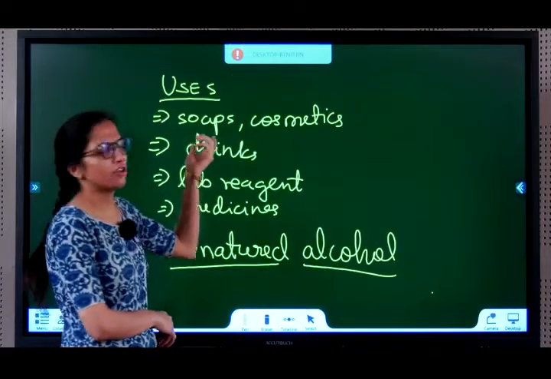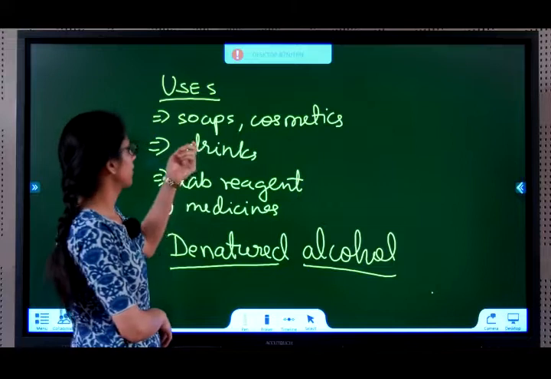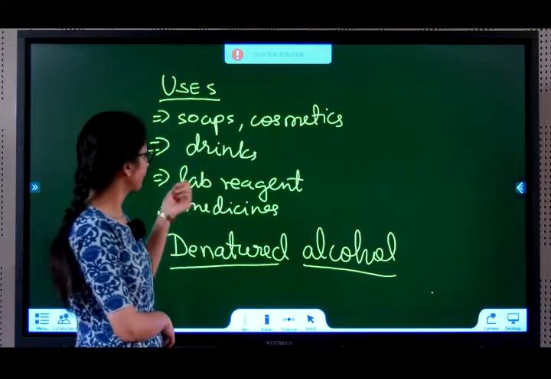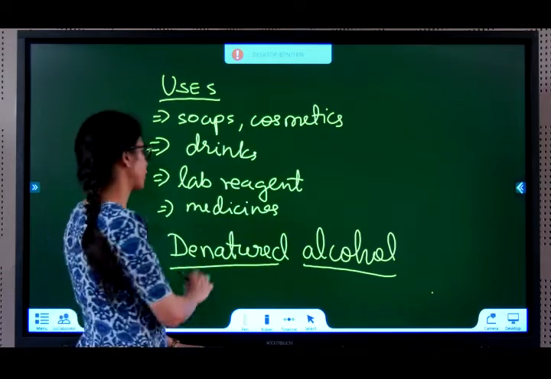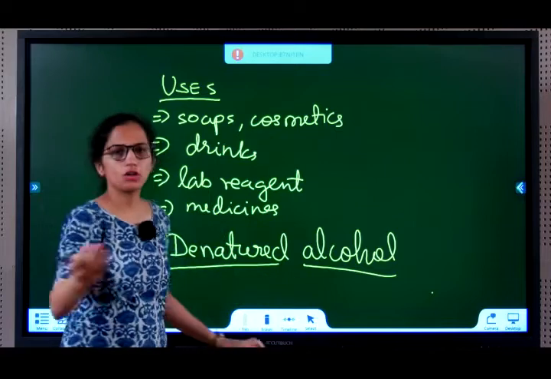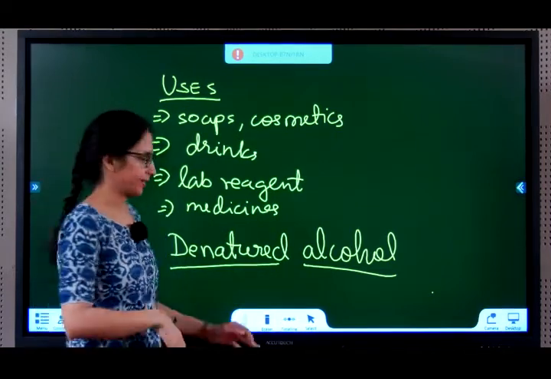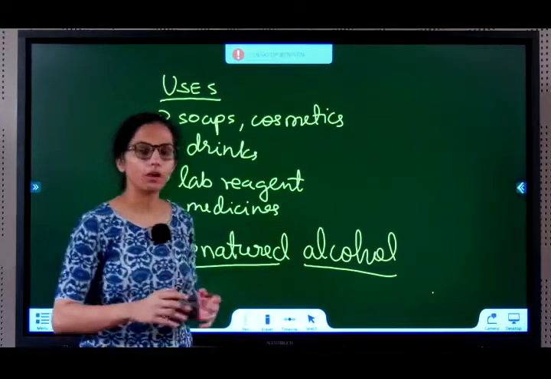There are many uses of ethanol. It's used in soaps and cosmetics. It's used for the manufacturing of drinks like wine, beer, whiskey. It's also used as a lab reagent. In labs, obviously, you use it for many reactions. It's used in medicines, cough syrups. That's why when you drink a cough syrup, you feel a little sleepy. Alcohol effect.